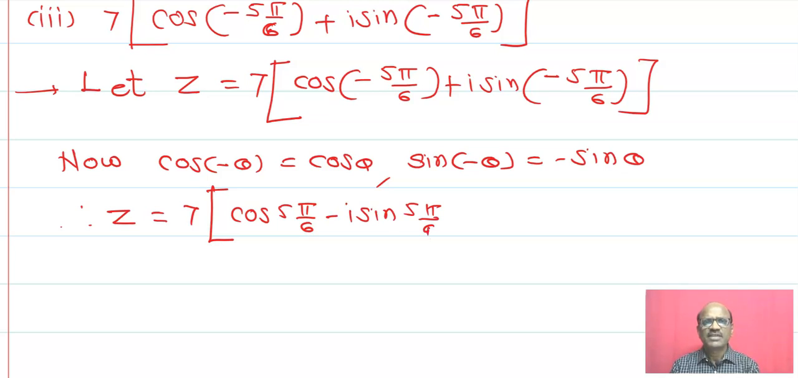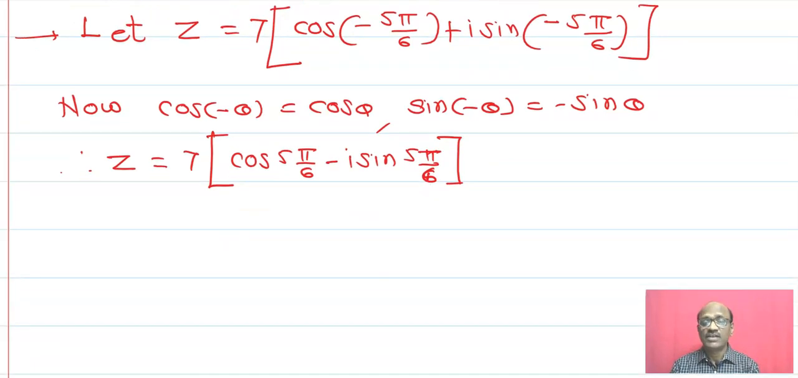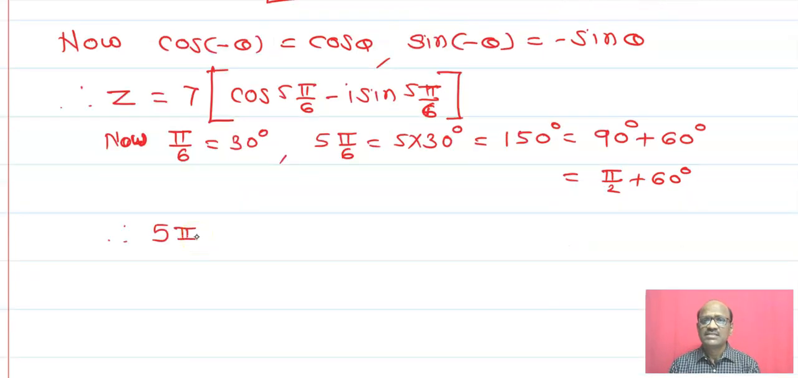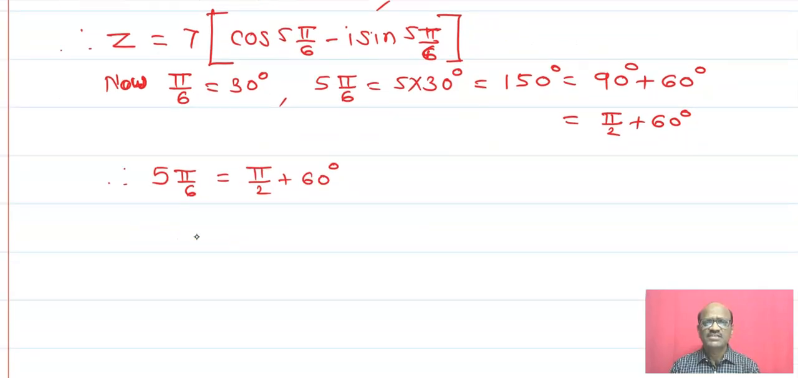That is, z equals 7 in bracket cos of 5 pi by 6 minus sine of 5 pi by 6. Now see this, how to find the value again for pi by 6. Pi by 6 means 30 degrees. And 5 pi by 6 means 5 into 30, and it becomes 150. Now how can you write 150? That is 90 plus 60, and it is written as pi by 2 plus pi by 3.